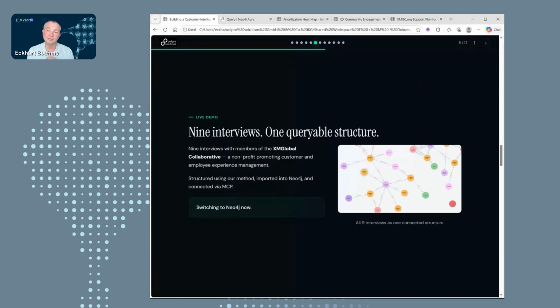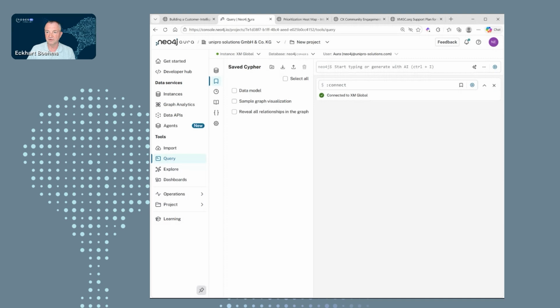I already talked enough about the process and why it's useful to put qualitative data in a graph. Now let's take a look at an example. Last year, I started to interview people who are part of an experience management global collaborative. This is a non-profit organization, and I have permission to share the data. I interviewed 9 people from around the world, and I'm going to show you next how this looks in a graph.